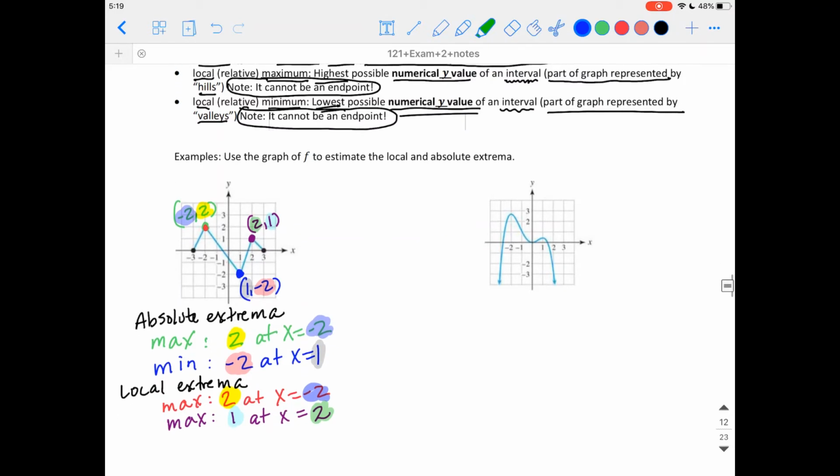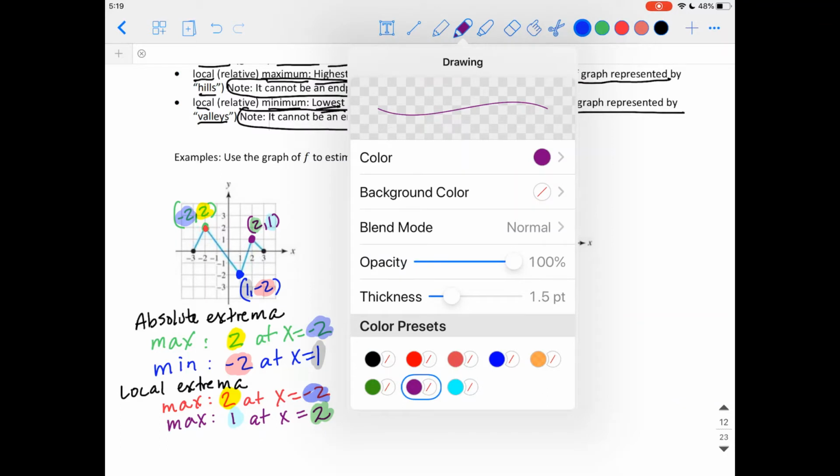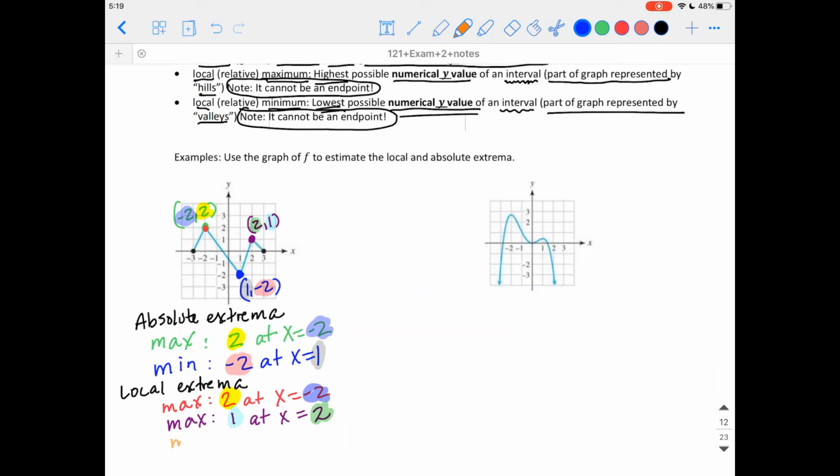Excuse me. And then I have a local min at the, let me pick my color palette here. I'll do this one. I have a local min of -2 at x equal to 1. And it happens to be this point right here as well. So let me get the color coding here. So here's the 1, and this one is -2.